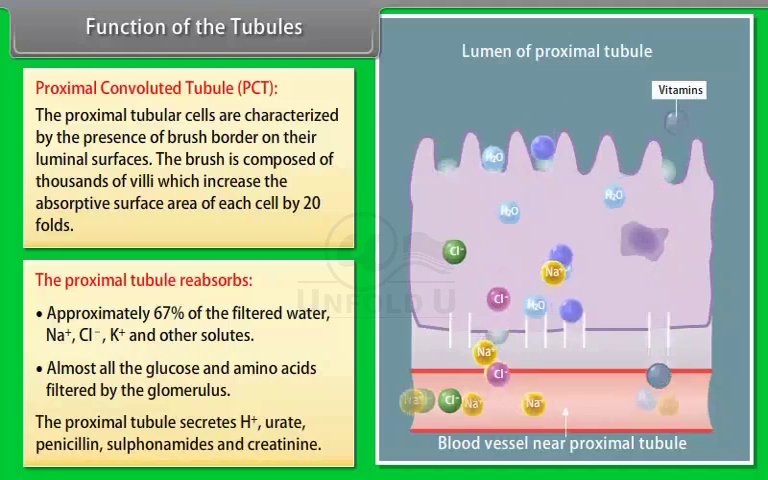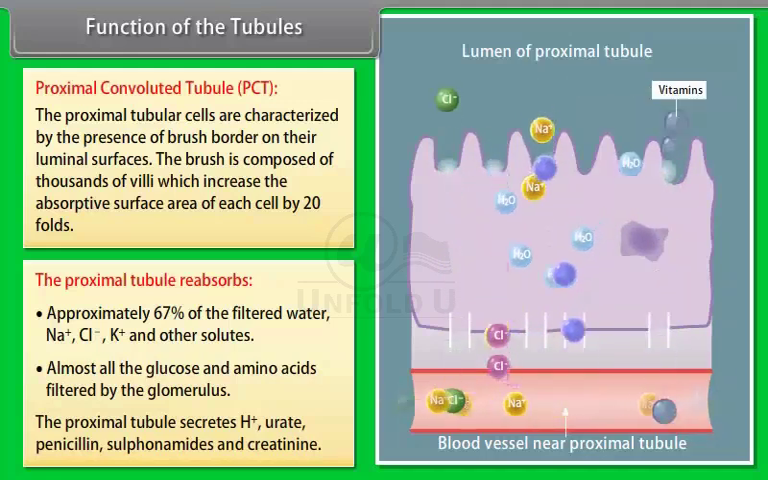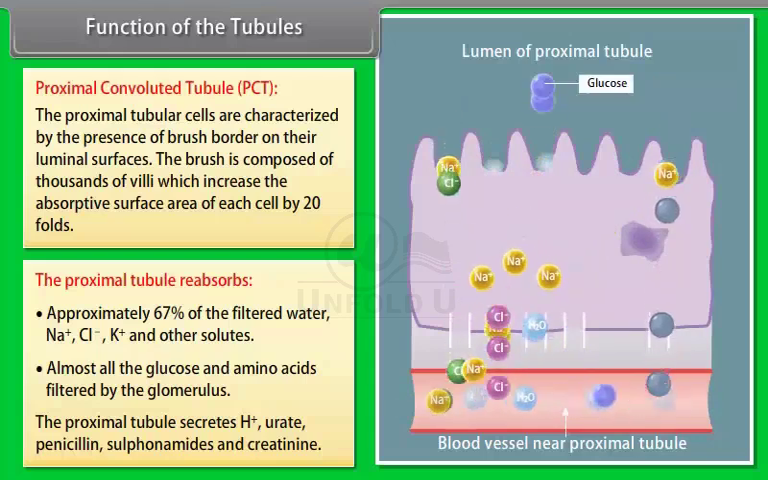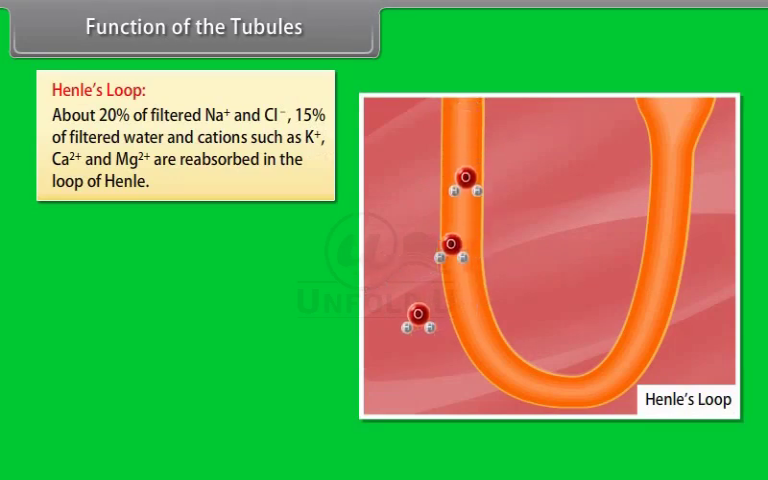The proximal tubule secretes H+, urate, penicillin, sulfonamides, and creatinine. Function of the tubules. Henle's loop. About 20% of the filtered Na+ and Cl-, 15% of filtered water and cations such as K+, Ca2+, and Mg2+ are reabsorbed in the loop of Henle.